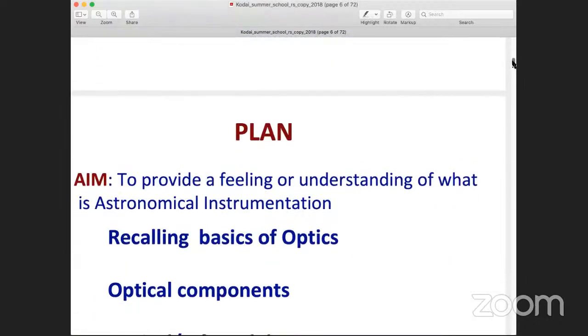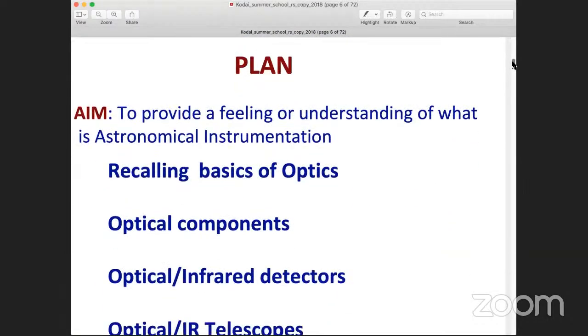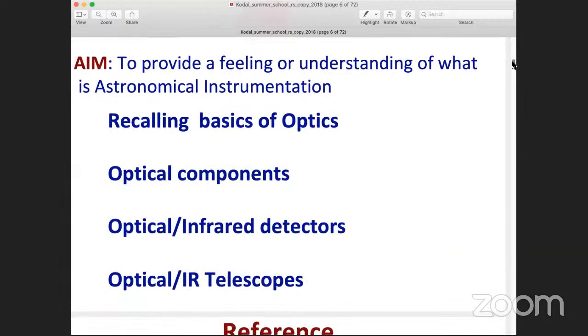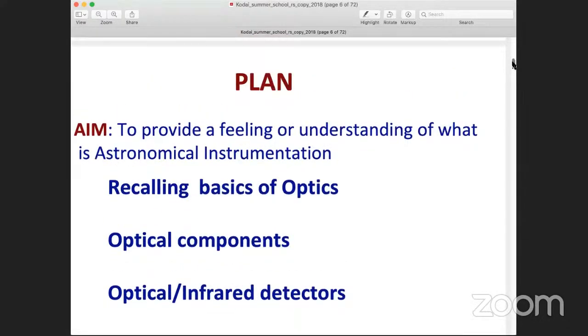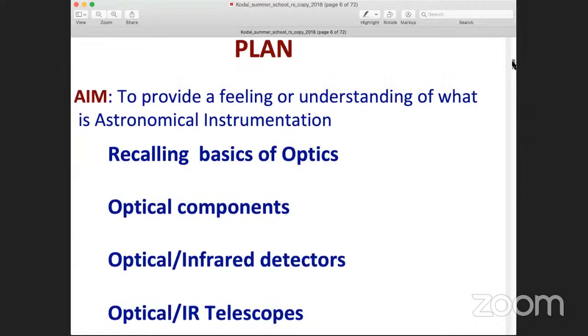The aim of this particular talk is to provide a feeling of understanding of what astronomical instrumentation is. In no way is it complete, and you may not really grasp everything, because I'm going to cover a wide range of topics. It may be very exhaustive, but the idea is not to give you the full picture, just to give you an idea of all the things available there. Then, depending upon your interest, later we can go deeper.